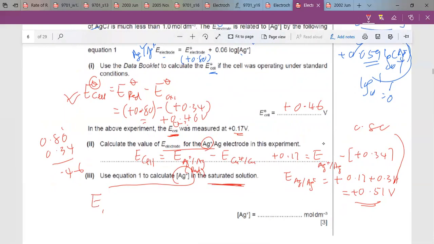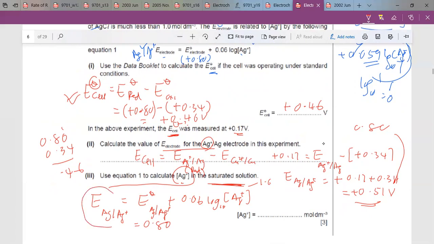E electrode, of course, was silver. Silver is equal to E naught for silver. Put the whole thing out so they don't mess things up. Plus 0.06, log base 10, must know it's base 10, silver A. Now, this is a new one. See, I told you, if this is 1, this whole thing is 0, because log base 10 of 1 is 0, so it becomes the same one, of course 0.80. So plus now here you substitute this one, calculate the concentration. This one here you found already, from where? From the silver, the first one here, this part here.